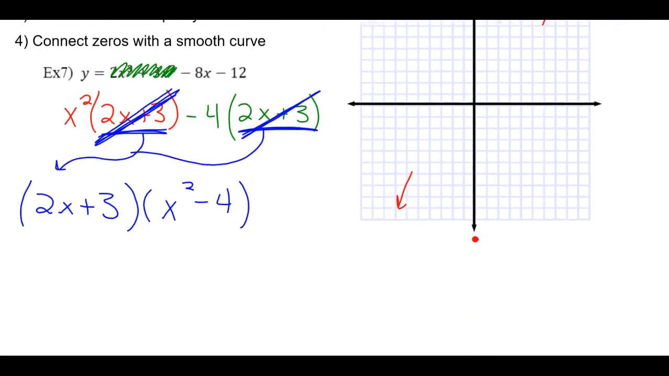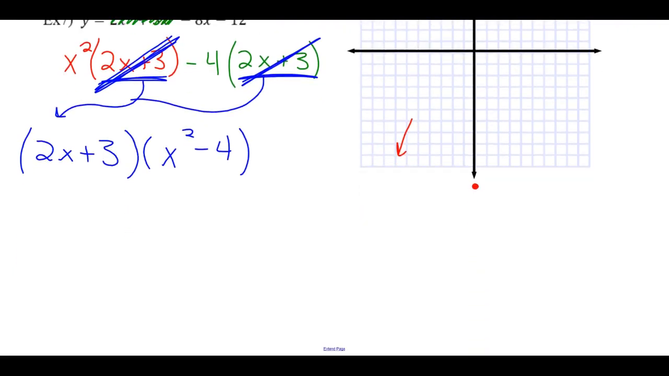Now you guys are masters at factoring now. You should know that this isn't done. This is not done being factored. Why? Because there's an x squared. It's a difference. There's a minus sign. And what do we notice about the two things on each side of the minus sign? They're squares. They're perfect squares.